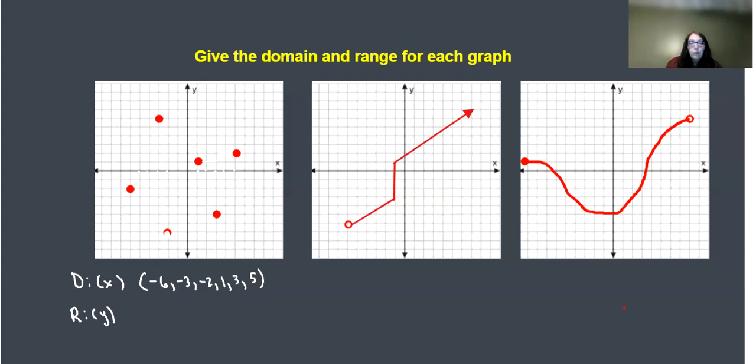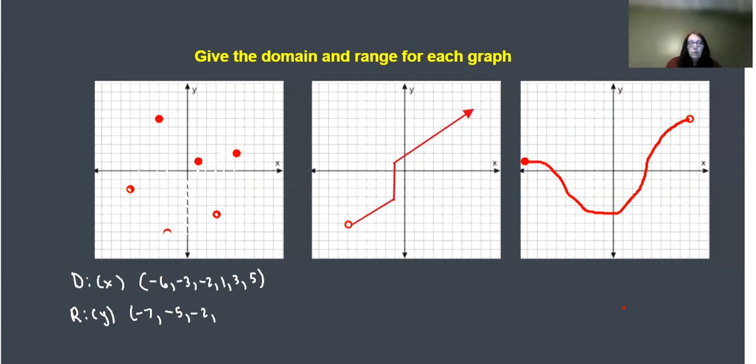So I'm going to see how far down that is. 1, 2, 3, 4, 5, 6, 7 down. So -7. The next lowest is right here. How many down is that? 1, 2, 3, 4, 5 down. Our next lowest is right here. How many down is that? 1, 2 down.